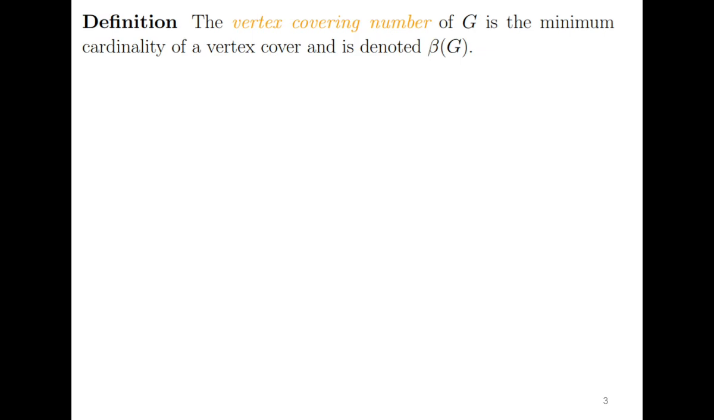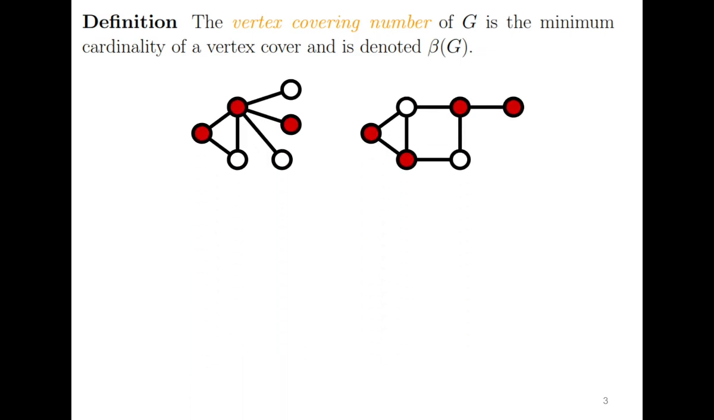The vertex covering number, denoted as beta g, is the minimum cardinality of a vertex cover, which means we are looking for a vertex cover of the smallest size. So these are vertex covers. Do you think that these vertex covers are minimum? Please do try by yourself.